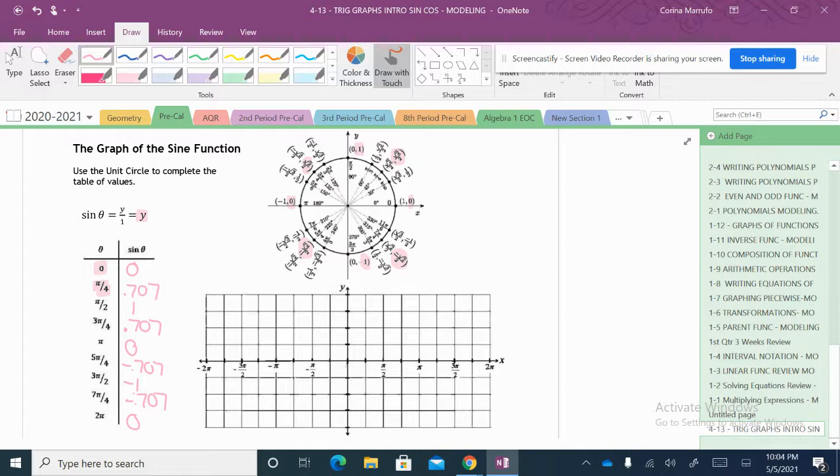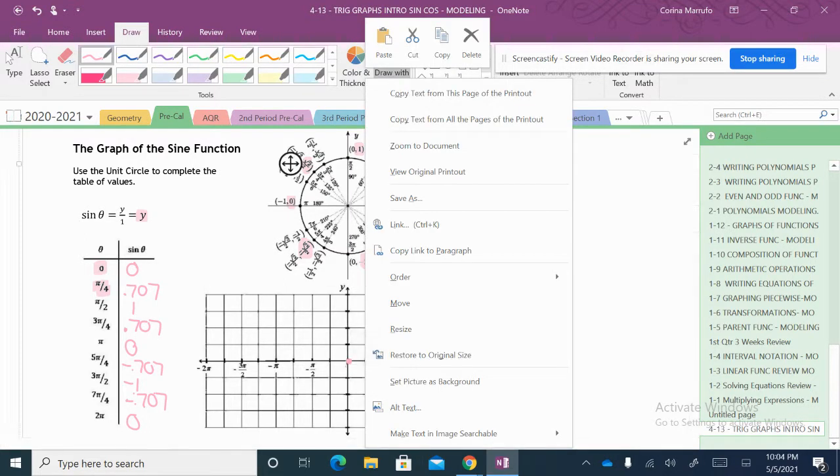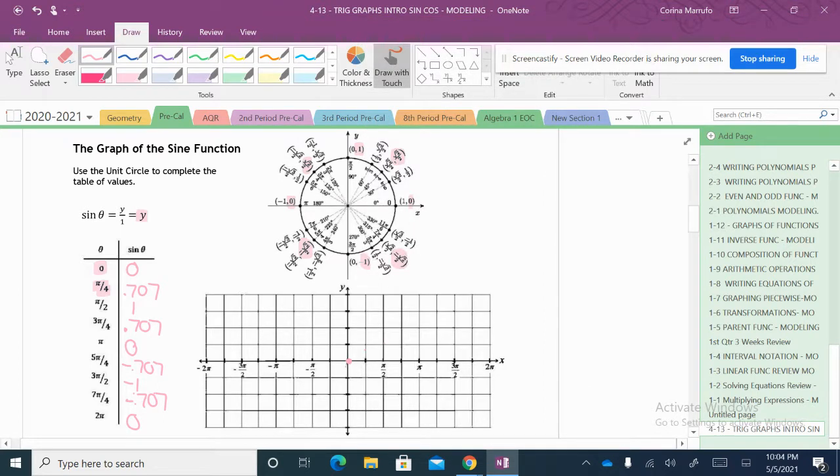So I'm going to go ahead and graph that. At 0, we have a point at 0. At a quarter pi, it's going to be 0.7. At half a pi, it's at 1. At 3 pi over 4, it's at 0.7. At pi, it is at 0. Then at the next one, we have negative 0.7. At 3 pi over 2, it's negative 1. And then at 7 pi over 4, it's negative 0.7, so it would be about right here. And then back to 0 again.